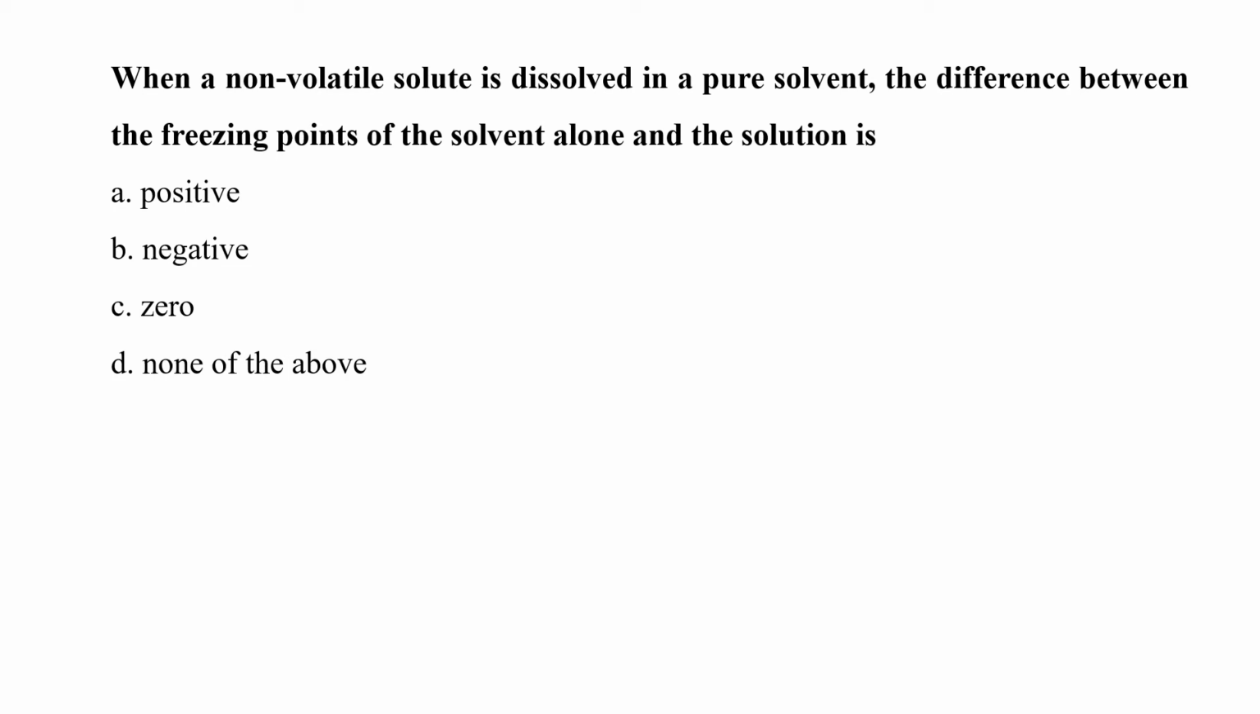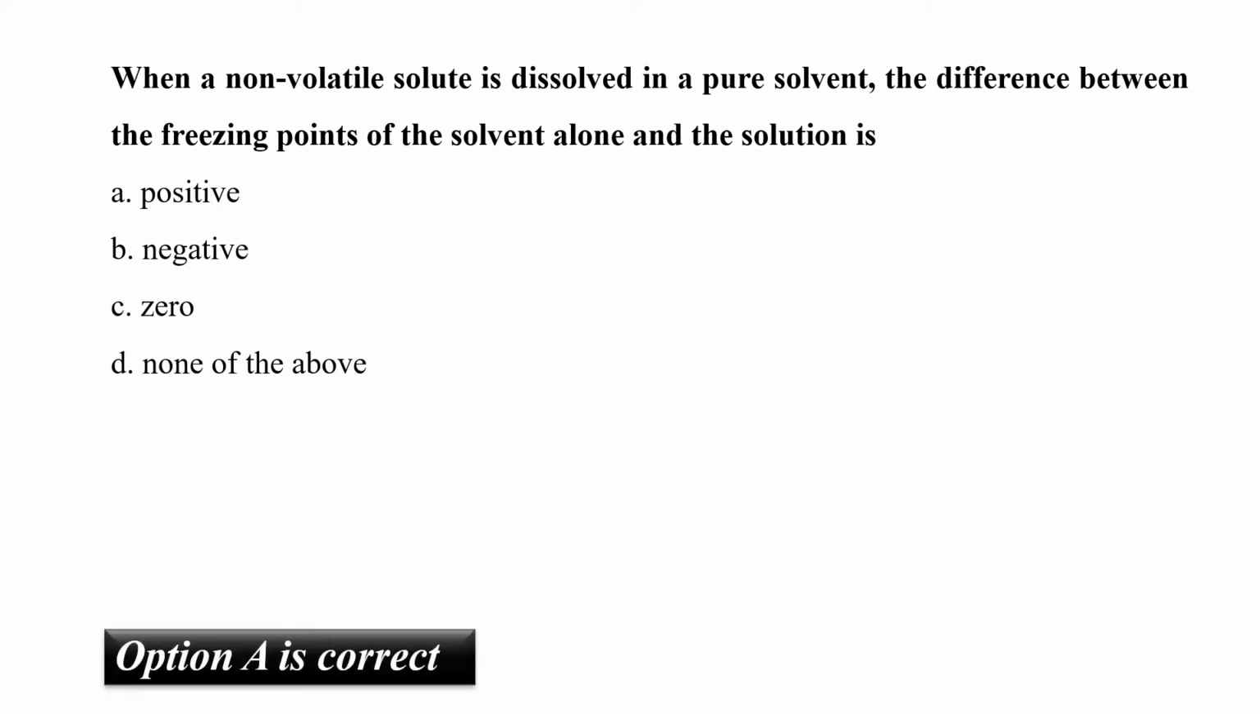When a non-volatile solute is dissolved in a pure solvent, the difference between the freezing points of the solvent alone and the solution is A positive, B negative, C 0, or D none of the above. The properties of a solution that depend upon the solute particles are called colligative properties. They also include freezing point of the solution. When a non-volatile solute is dissolved in a pure solvent, the freezing point decreases. So the difference between the freezing point of the solvent alone and the solution will be positive. So the correct answer is A.